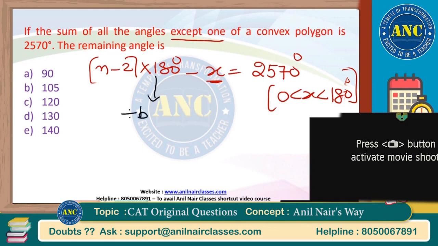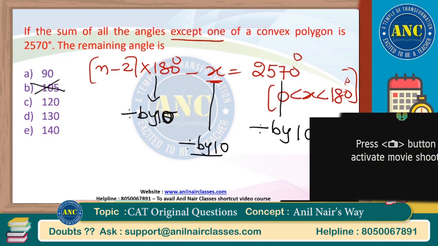180 is divisible by 10. 2570 degrees is divisible by 10. So x should be divisible by 10. 105, it is not possible just by looking at it.